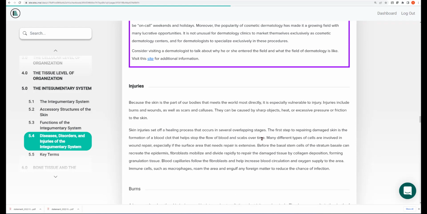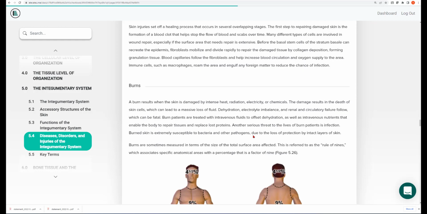You know that if you cut yourself, your skin heals very quickly. You know that those stem cells down in the stratum basale go to work and the layers are replaced very quickly. But let's talk about what happens when a larger area of your skin is affected, referring here to burns.